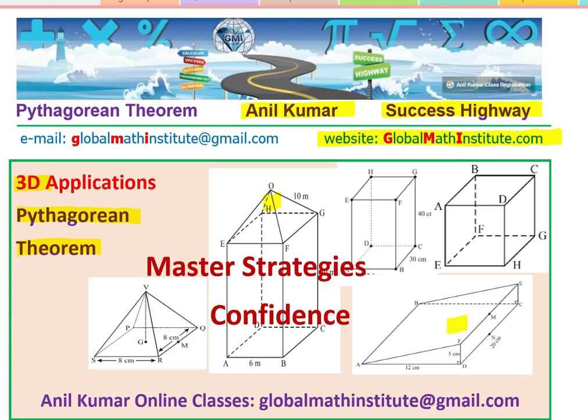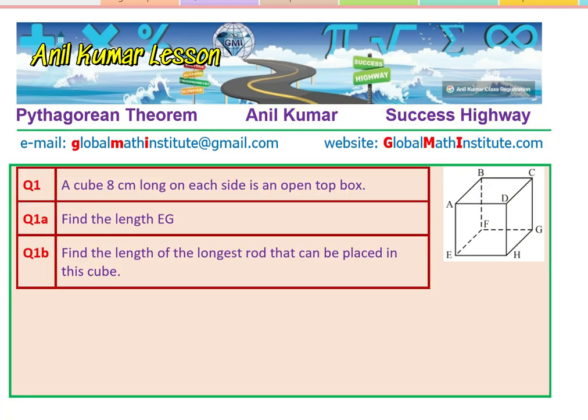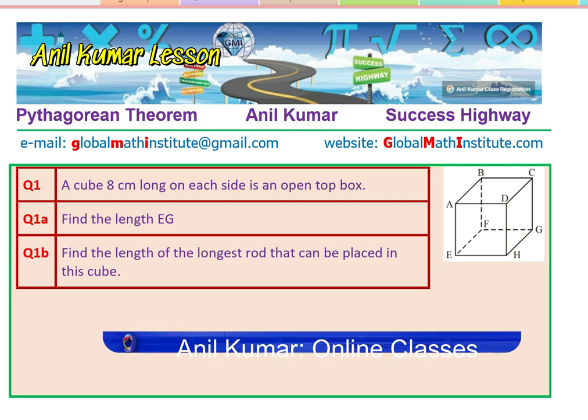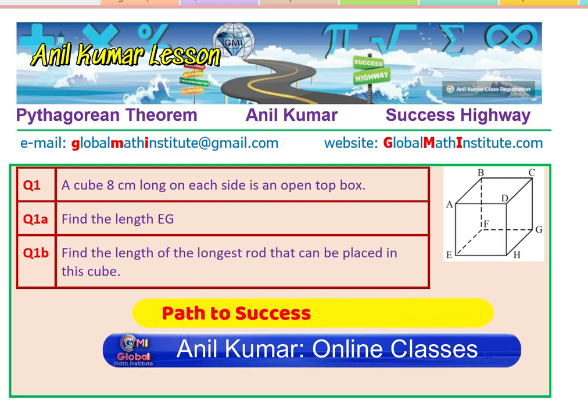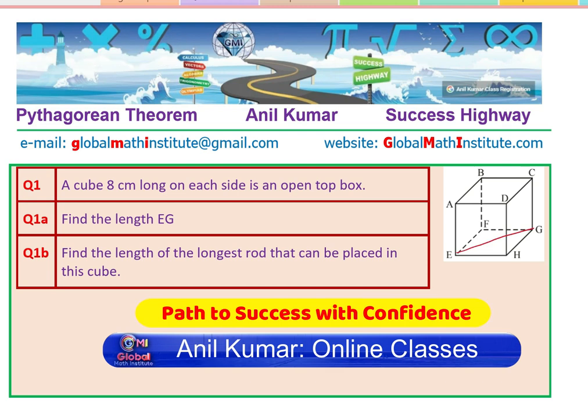Now, let's begin with the solution of this question set. We have a couple of questions based on all the figures you see. We'll begin with a very simple structure, which is a cube. The question here is: a cube 8 centimeters long on each side is an open top box. Find the length e to g. This is the cube, and the length you need to find, e to g, is this. Find the length of the longest rod that can be placed in the cube.